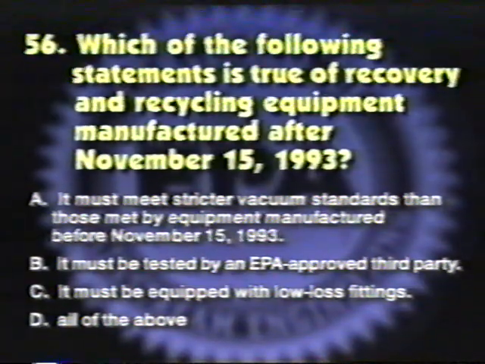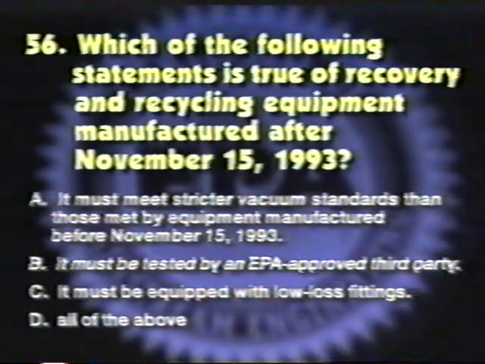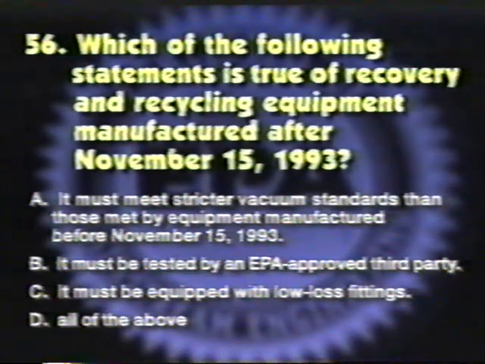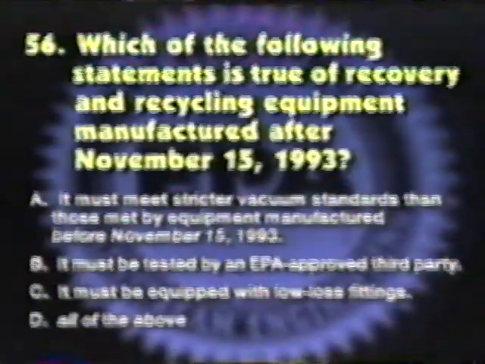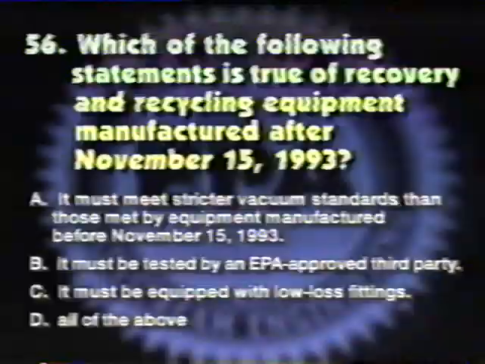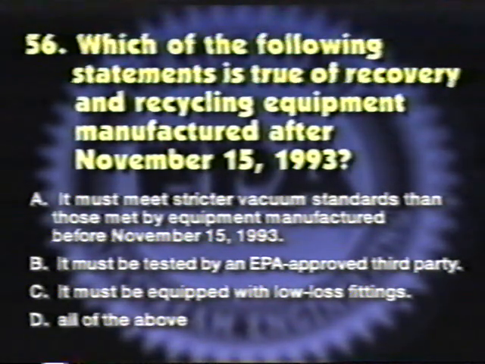Which of the following statements is true of recovery and recycling equipment manufactured after November 15, 1993? A. It must meet stricter vacuum standards than those met by equipment manufactured before November 15, 1993. B. It must be tested by an EPA-approved third party. C. It must be equipped with low-loss fittings. D. All of the above.